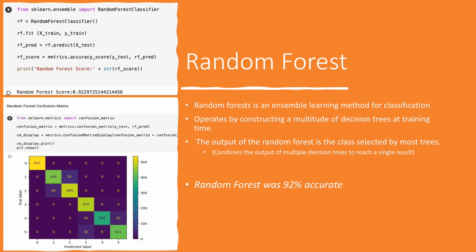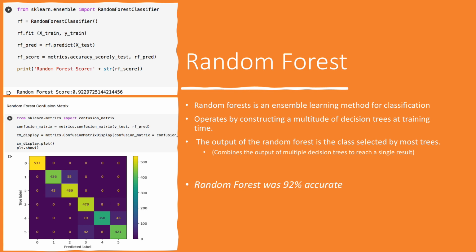Next is our random forest classifier, and this is an ensemble learning method for classification. It operates by constructing a multitude of decision trees at training time, and the output of the random forest is the class selected by the most trees. So this combines the output of multiple decision trees to reach a single result. Random forest was 92% accurate, and as we could see, it was more accurate than our decision tree classifier.